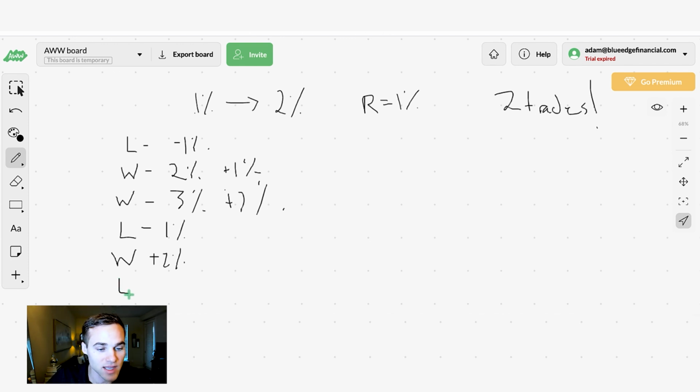But if I lose this, then you get the idea, right? I'm losing 3%. Now this is going to make a lot more sense when we actually do it in the demonstration in just a second. But this is a concept called asymmetric compounding.